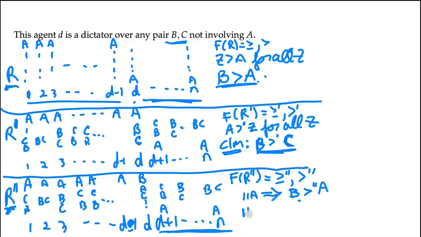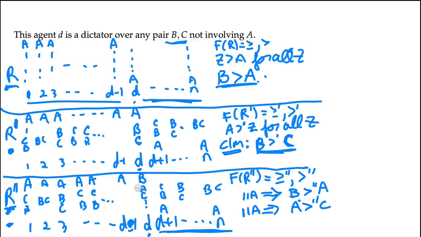I claim for a similar reason that A has to be ranked ahead of C. In order to do that, let's compare R double prime with R prime and look at the relative rankings of A and C. Well, again, the voters 1, 2, 3 up to D minus 1 have A ranked in the exact same extreme position, so they all rank A strictly ahead of C. Now we have voter D that ranks A at the very top, so A is ranked strictly ahead of C, but we also have that in R double prime.